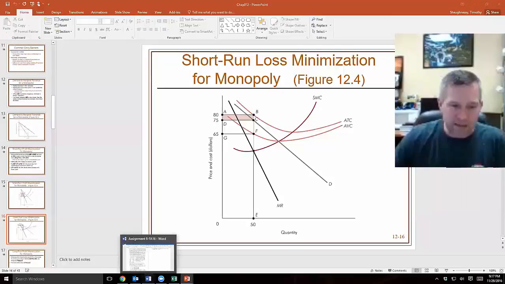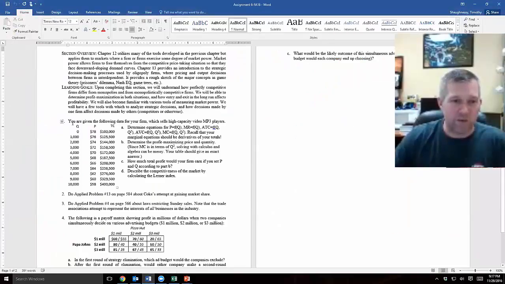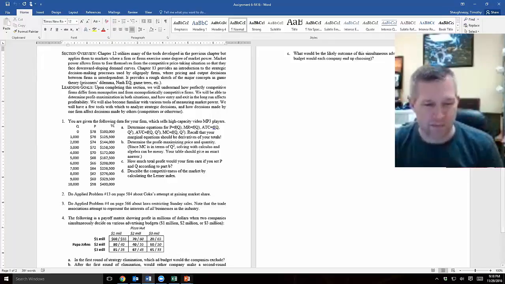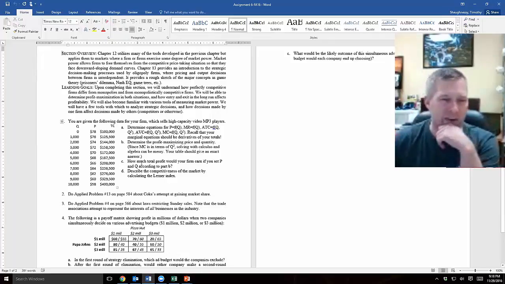But I tried setting this question up where if you sort of leave the data in the tables like this, like I said, your table should give you an exact answer. So you should be able to find the optimal quantity without having to do any sort of the messy quadratic equation sort of things. So if you keep the quantities here as they are, you should be able to find your optimal quantity, hopefully. So that would be part B.